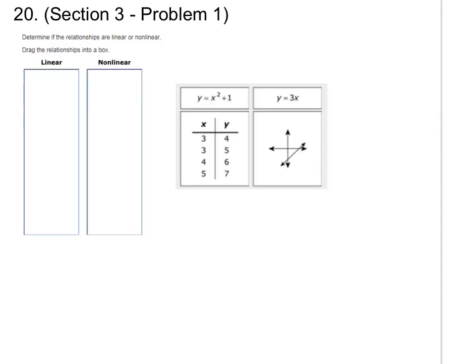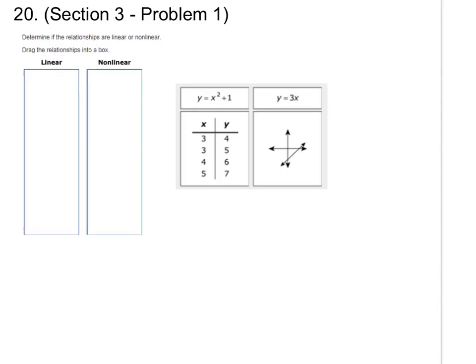The question says, determine if the relationships are linear or nonlinear and drag the relationships into the box. So you've got 4 different relationships, and then you're going to drag them either into the linear box or into the nonlinear. So first, let's look at the 2 equations.